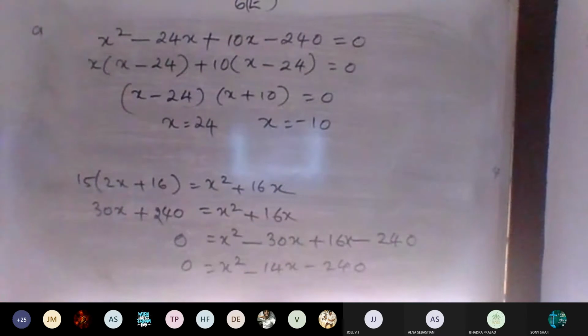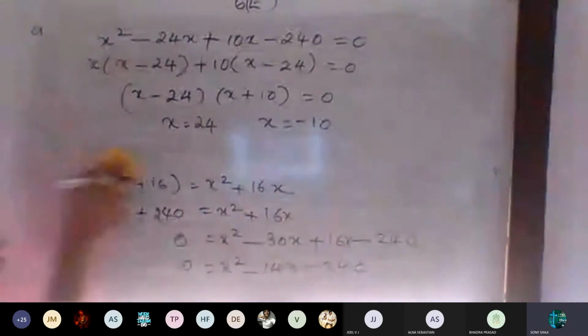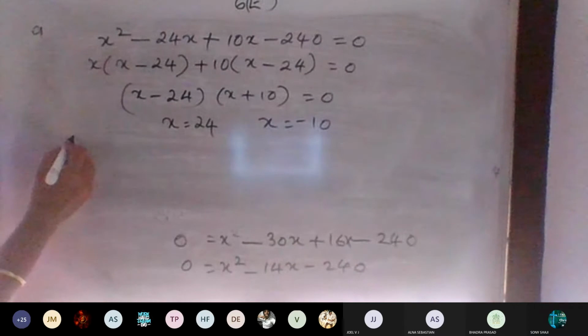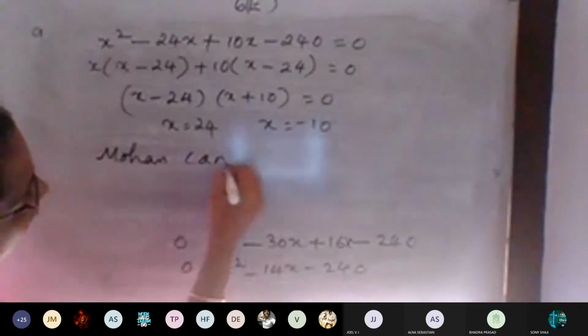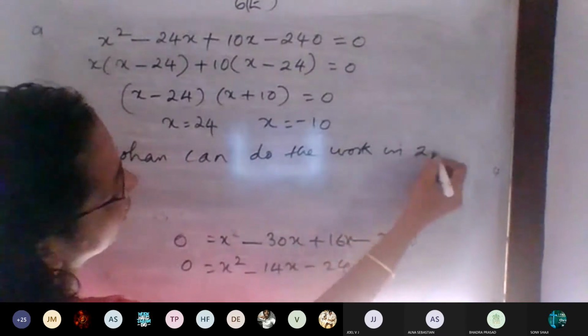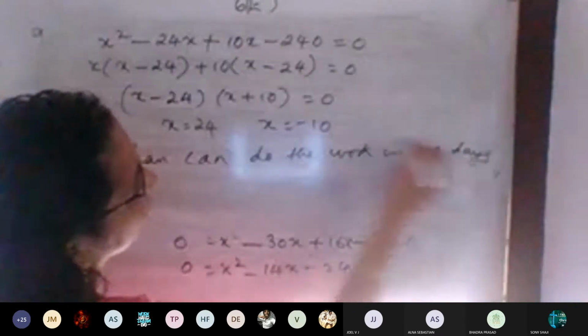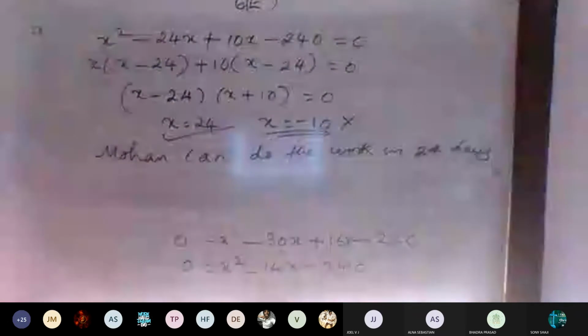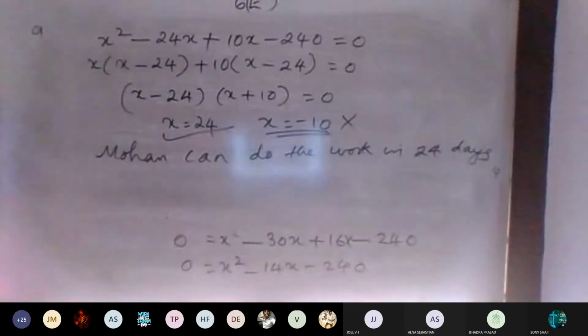So Mohan can do the work in how many days? x is equal to negative 10 is not possible. So x is equal to 24. That means Mohan can do the work in 24 days.